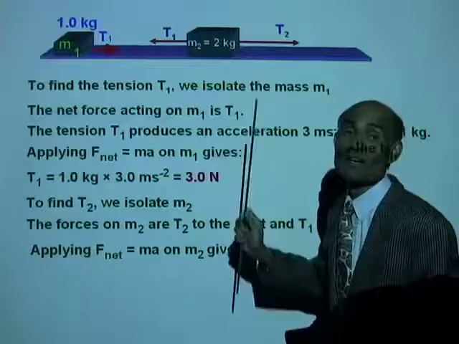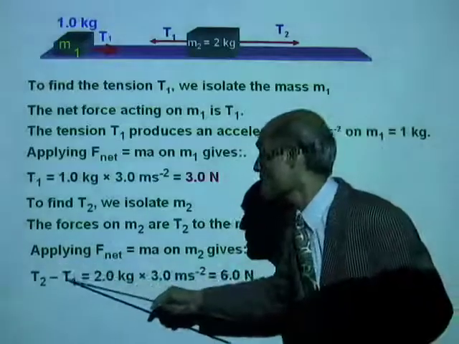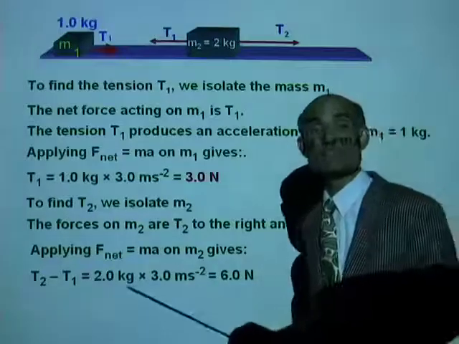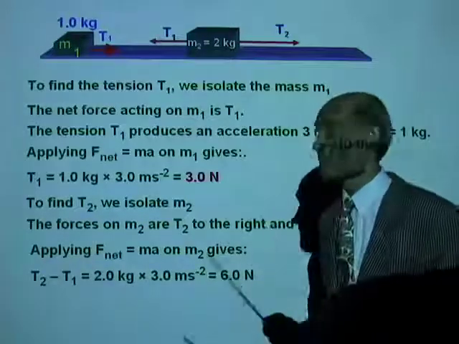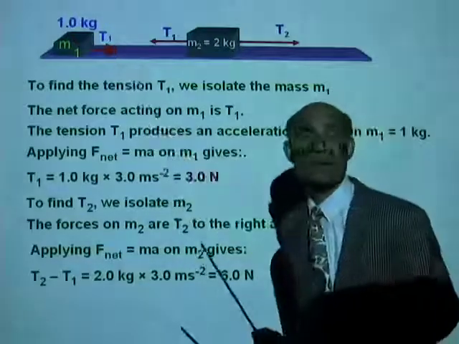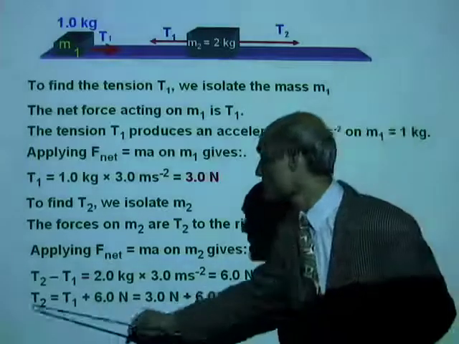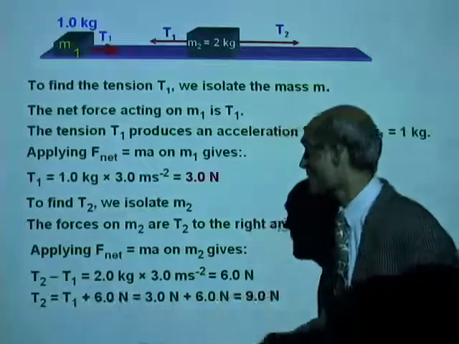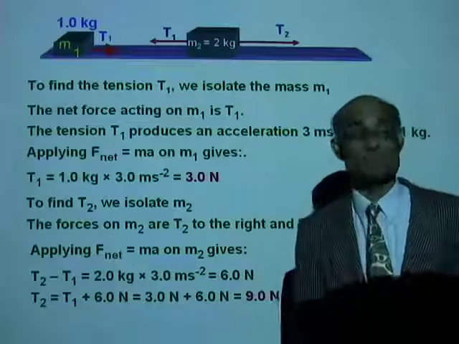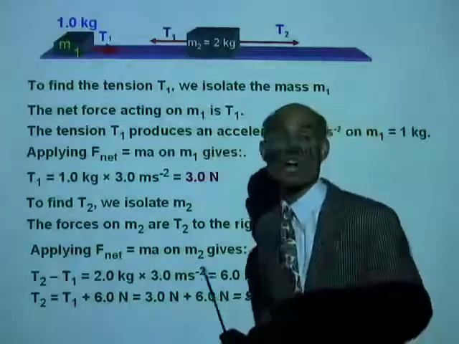M2 is 2 kilogram, acceleration is 3 meters per second squared. So T2 minus T1 is 2 kilogram times 3 meters per second squared. That is 6 Newton. We know T1 already. Is that right? We calculated T1. You remember how much it was? It was 3 Newton, wasn't it? So T2 equal to T1 plus 6 Newton, and therefore T2 equal to 9 Newton. Alright, I think we now found the tensions on each string.